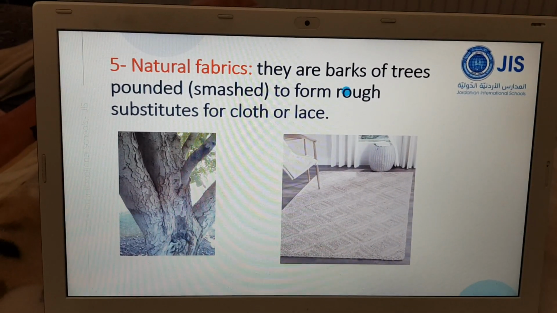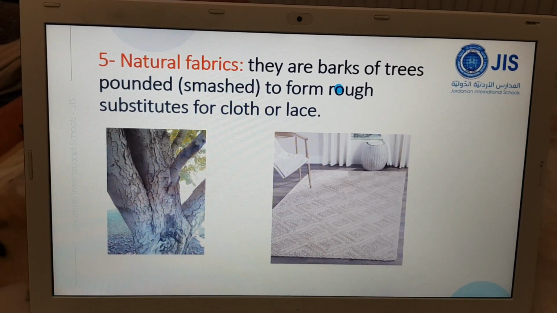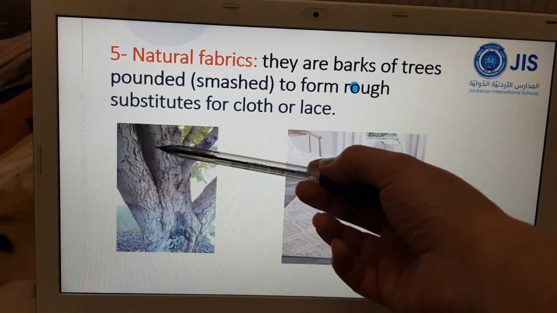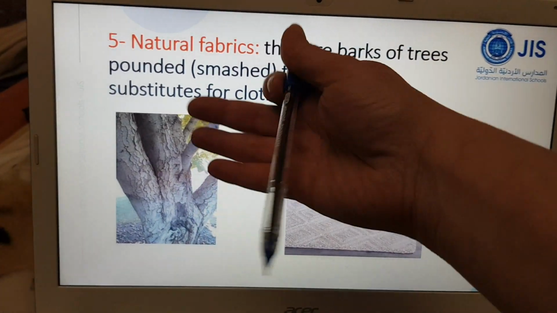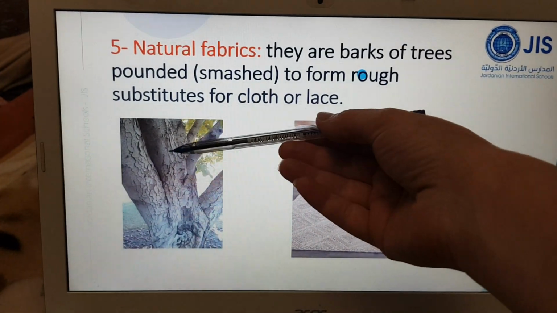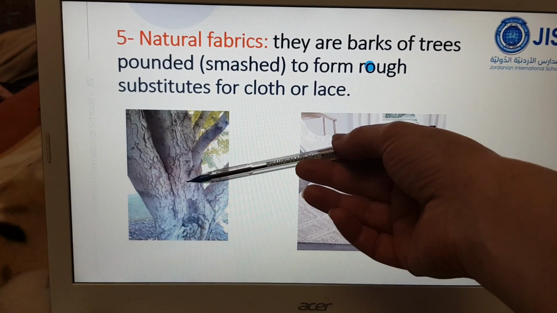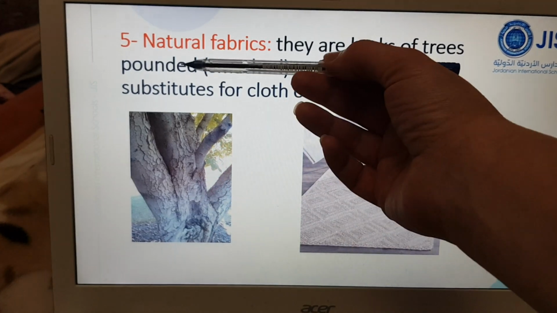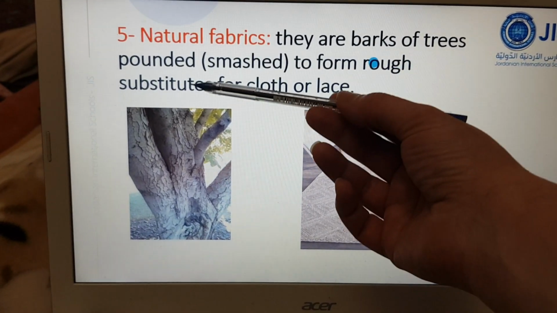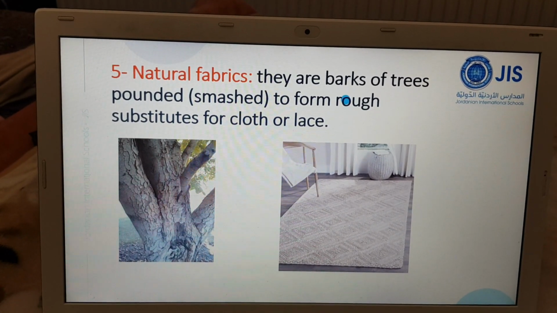So this is another kind of fabric or fiber. We call it natural fabrics or natural fiber. It is taken from the barks of the trees, the outer layer of this trunk. This is the trunk of the tree, and the outer layer or outer surface of the trunk. They take it and pound it to make rough materials or substitutes to make clothes or other things.